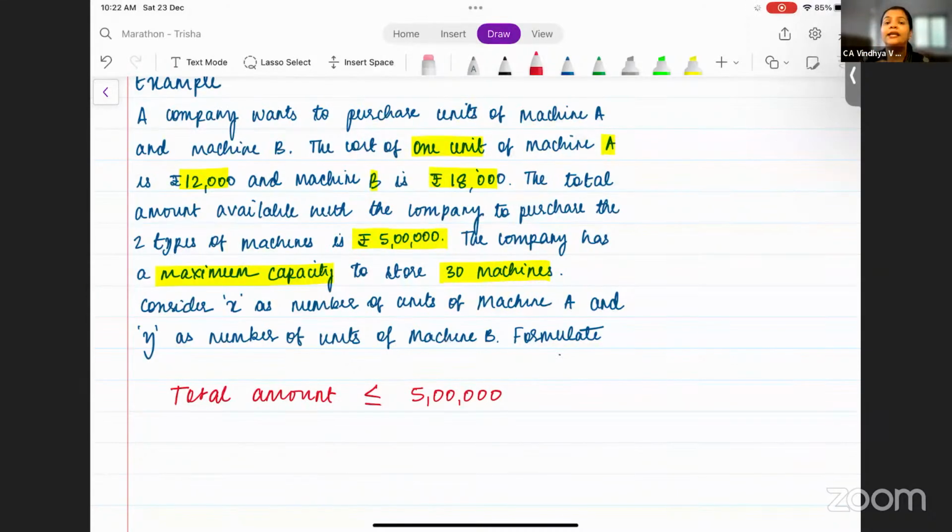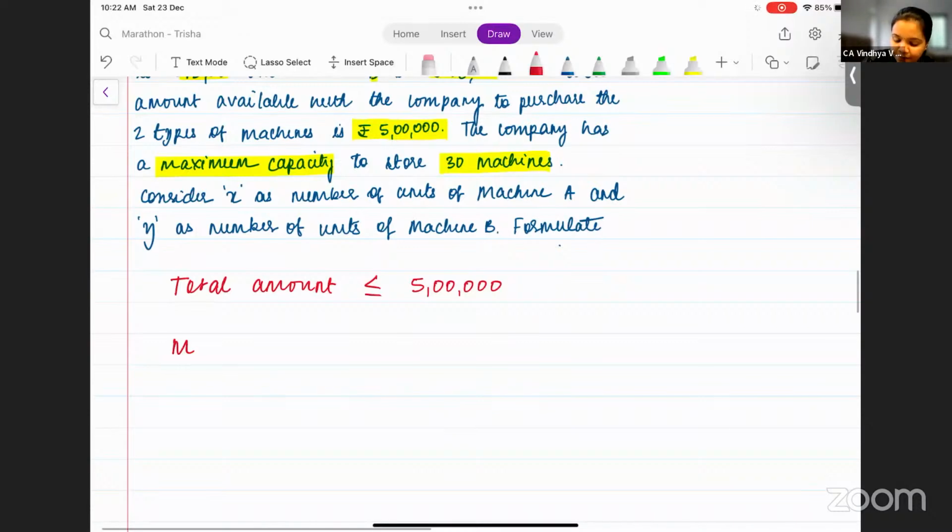Yes. Now, there is another constraint given in the question. It has been told that there is a maximum capacity to store 30 machines. So the maximum is 30. Now, if the maximum is 30, can I store 31 machines? Is it possible for me to store 31 machines? Definitely not. So more than 30 is not possible.